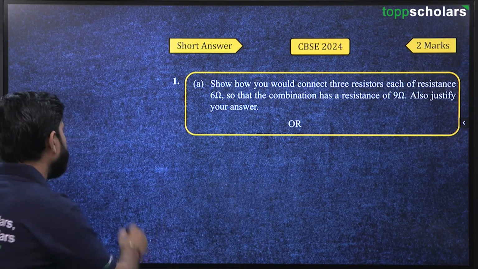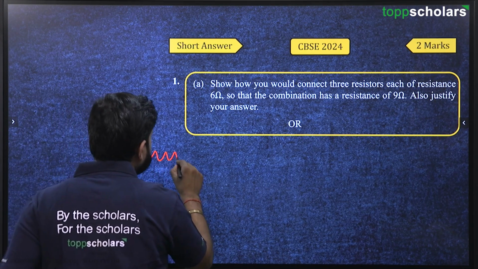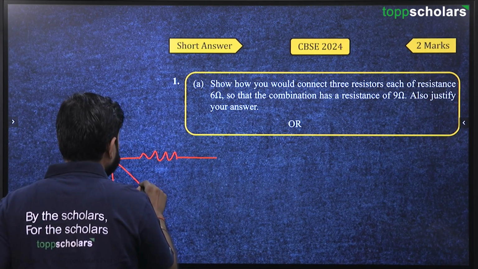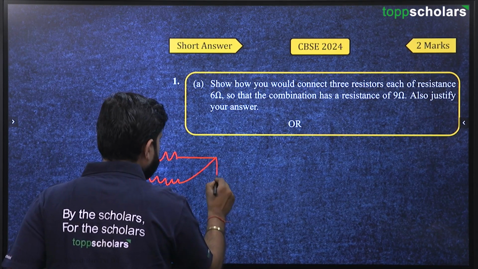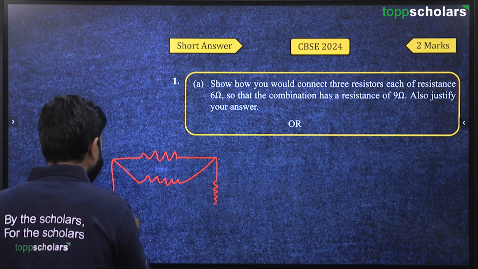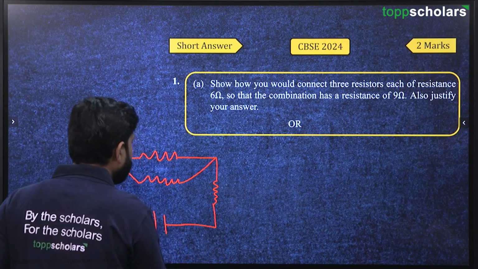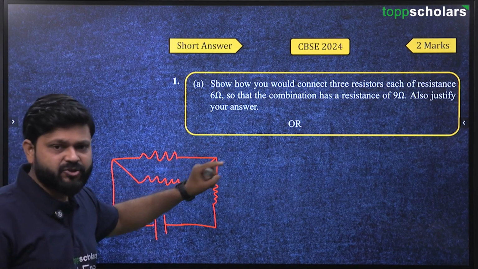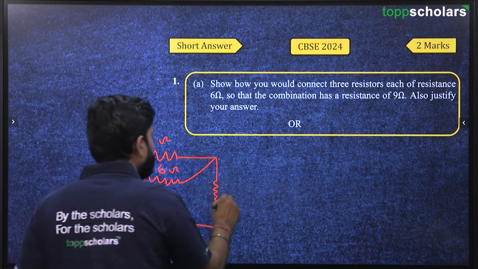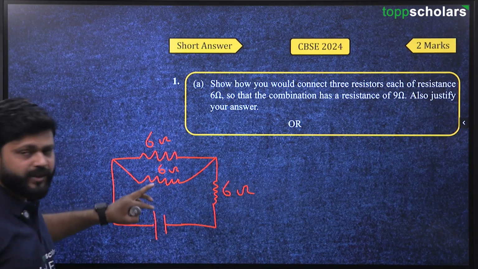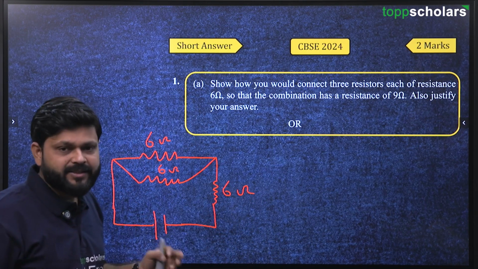See here, let's suppose we are having this resistance. If this would be the combination of 6 ohm, we can easily connect this 6 ohm, 6 ohm and 6 ohm. What I have to see here is 2 resistors in the parallel combination and 1 in the series combination, and let's try and we can get the answer.